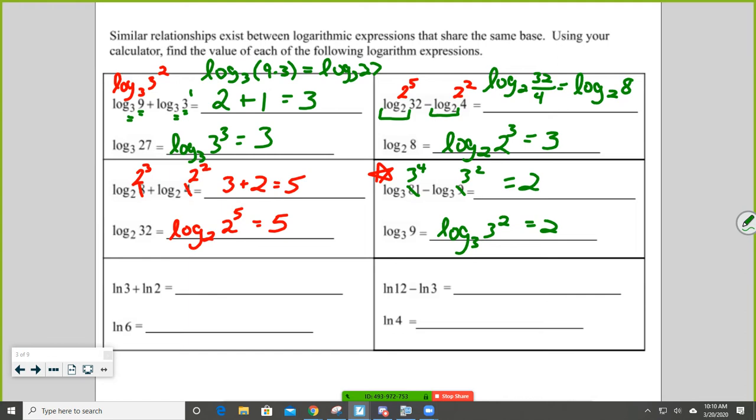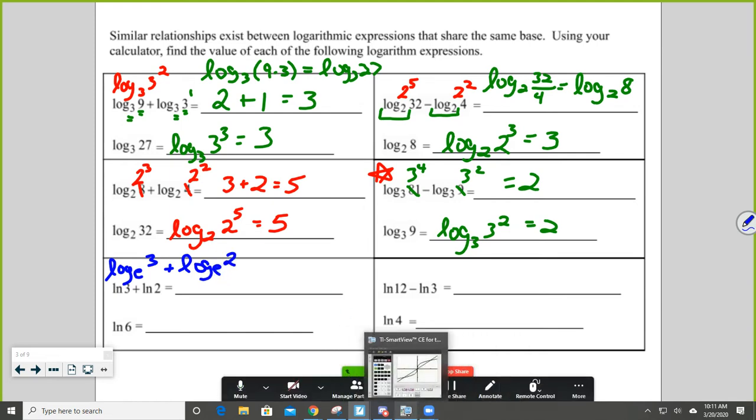All the ones we've done so far, it's quicker just to do them by hand than to use change of base or anything like that. But then you get to these last two, and these last two have some issues. Remember I told you yesterday that ln is just log base e. Well, there's no way to make these two match. I mean, these two matched. Those two matched. But there's no way I can make an e and a 3 or an e and a 2 match. So I'm going to have to go to my calculator.